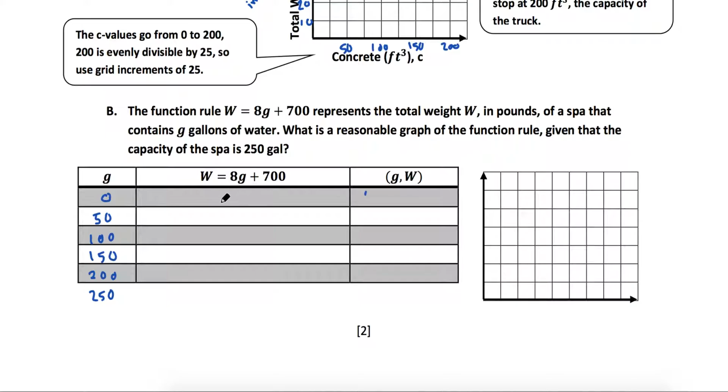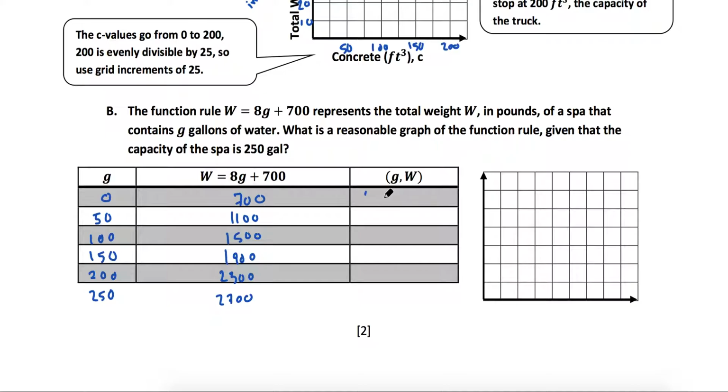All right, so if we put in 0, we're going to get 700. If we put in 50, we're going to get 400 plus 700 is 1100. If we put in 100, we're going to get 1500. If we put in 150, we're going to get 1900. If we put in 200, we're going to get 2300. And if we put in 250, we're going to get 2700. You might have noticed we were going up by 400 every time.